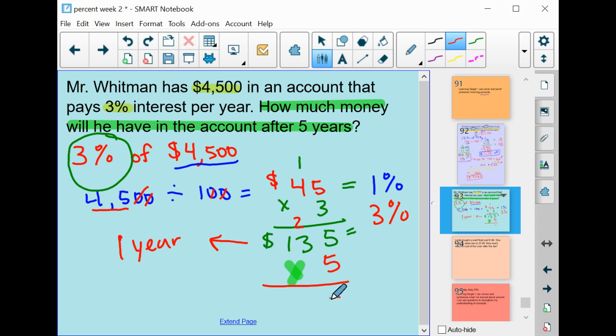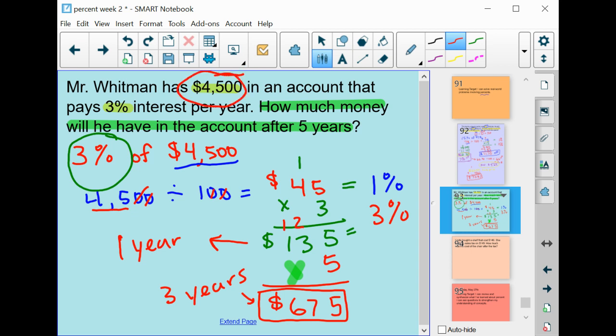Sorry, my pen stopped working. 5 times 3 is 15, 16, 17. And 5 times 1 is 5 plus 1 is 6. Wow, that is a lot of money. Okay, so this is how much interest he will earn in 5 years. Okay, no, we're not quite done yet.